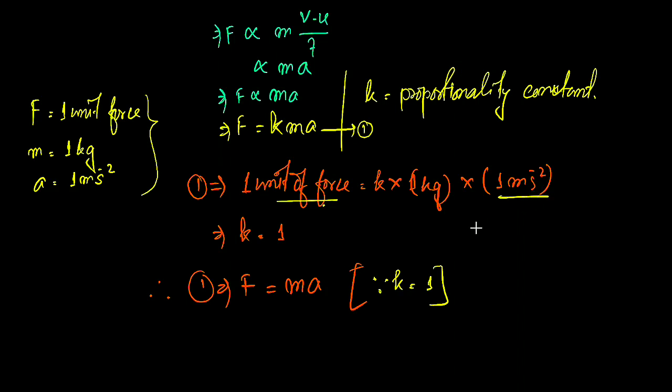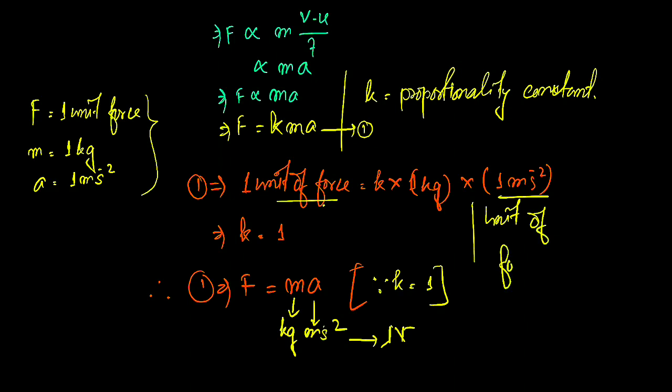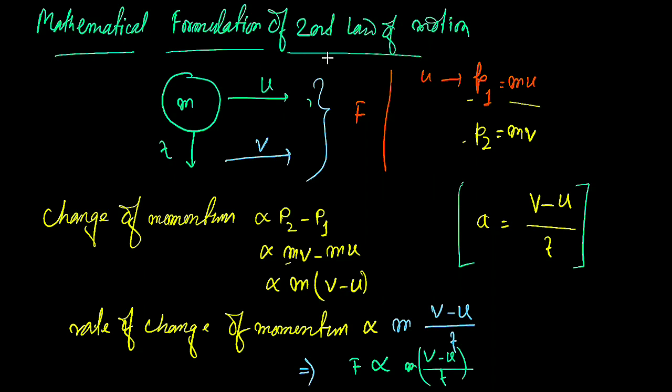By the way, from this you can get the unit of force: it has kg and meter per second square, and this is known as Newton, in the name of Sir Isaac Newton. So we can write the unit of force is equal to Newton. This is the main formulation of the second law of motion using mathematics.